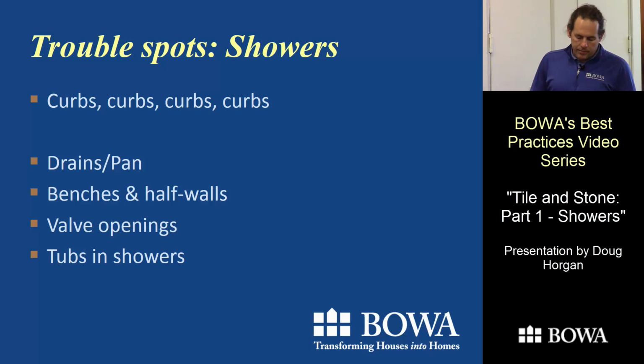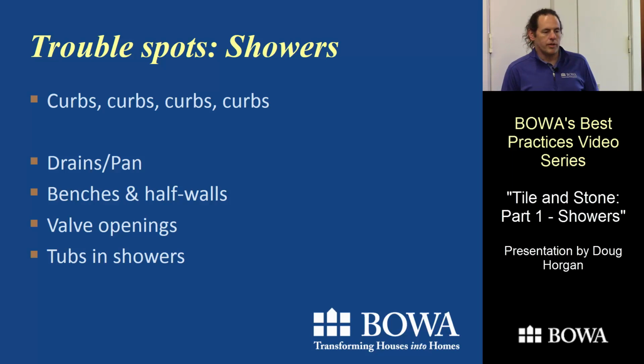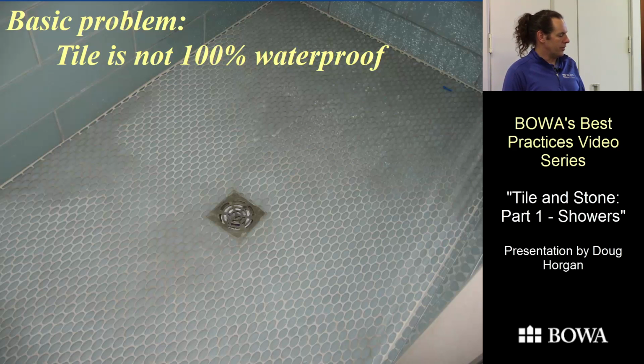So the main places we have problems with showers is where there's flat areas, and the curbs seem to be the worst one. I think because it's so low it gets a lot of water, and we drop a glass thing on top of it that tends to channel the water. So we seem to have a lot of issues with curbs, but we also have them on benches and half walls. We have issues where the drain connects to the waterproofing material. So there's a number of places where we've had issues. And a couple of other, valve openings where tubs are mounted in showers. All of those can give us an issue.